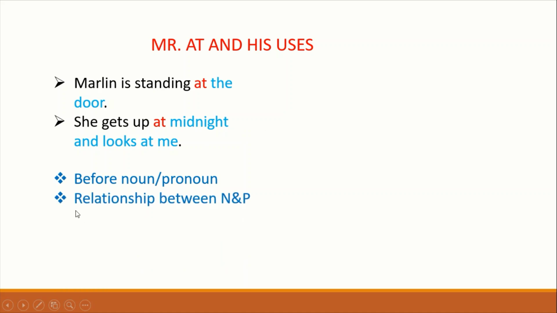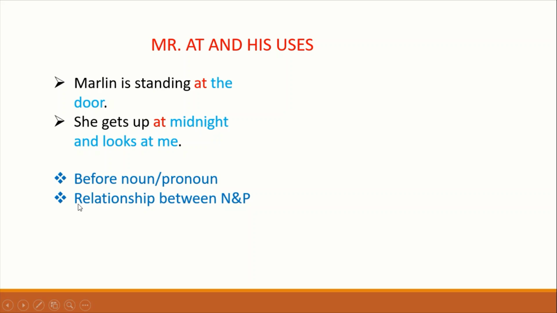Prepositions are used to indicate the relationship between noun and noun. Merlin is standing at the door. Merlin is a noun. The door is a noun. There is a relationship between noun and noun. Prepositions are used to show the relationship between noun and pronoun. She gets up at midnight. She is a pronoun. Midnight is a noun. There is a relationship between she and midnight.